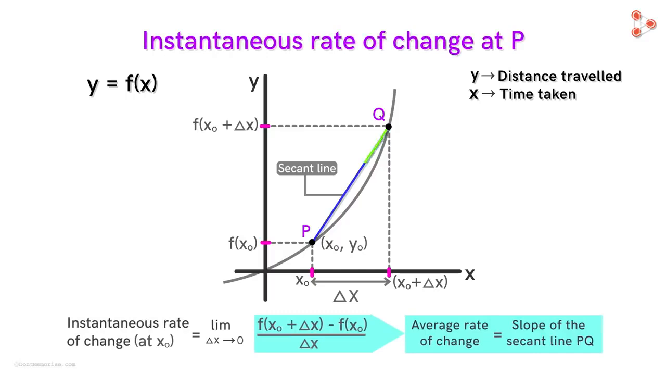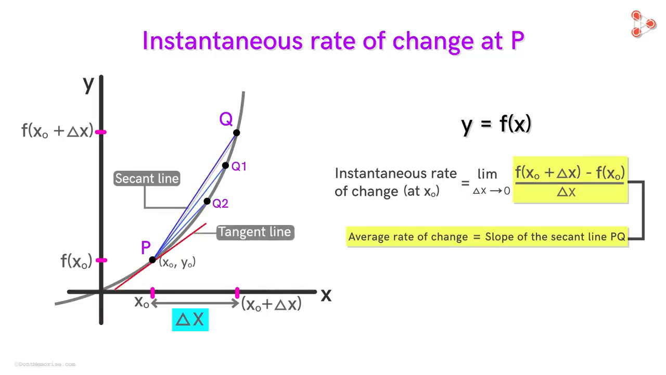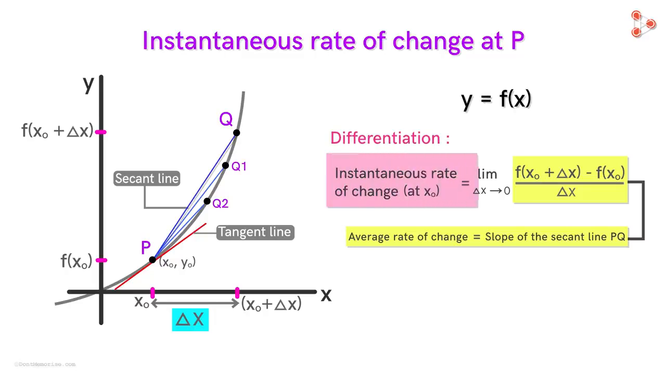Now what happens to this secant line as delta x tends to 0? Let's say we find the average rate of change between points P and Q1, Q2 and so on. We can see that as delta x tends to 0, these points come closer and closer to the point P. So as the limit delta x tends to 0, the secant line will pass through only one point P on the curve. That is, the secant line approaches the tangent line. This is how, using the process of differentiation, we find the instantaneous rate of change of a function or the slope of a tangent line.